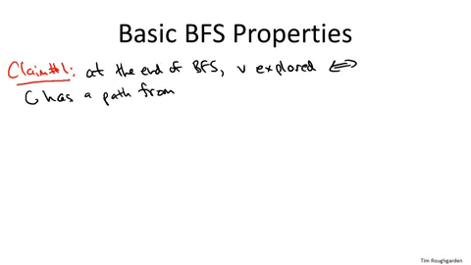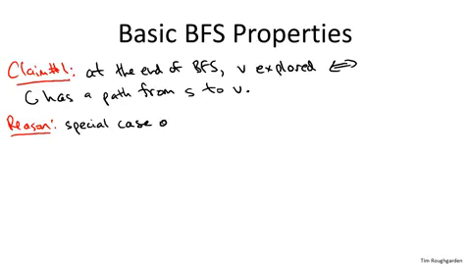Of course, in an undirected graph, we mean an undirected path from S to V, whereas in a directed graph, we mean a directed path from S to V. That means a path where every arc in the path gets traversed in the forward direction. So why is this true? We basically prove this more generally for any graph search strategy of a certain form, of which breadth first search is one.